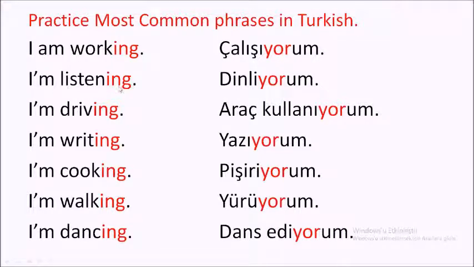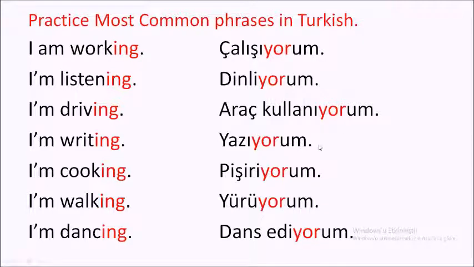I'm working, I'm listening, I'm driving, I'm riding, cooking, walking, dancing, like this. So here in Turkish we use çalışıyorum, dinliyorum, araç kullanıyorum, yazıyorum, pişiriyorum, yürüyorum, dans ediyorum.